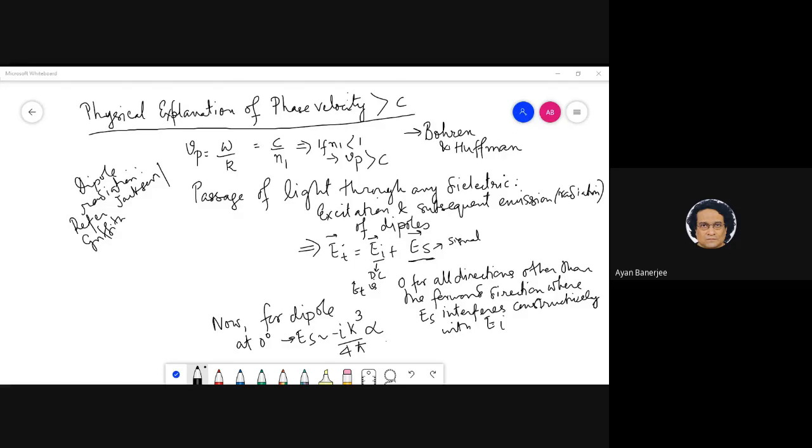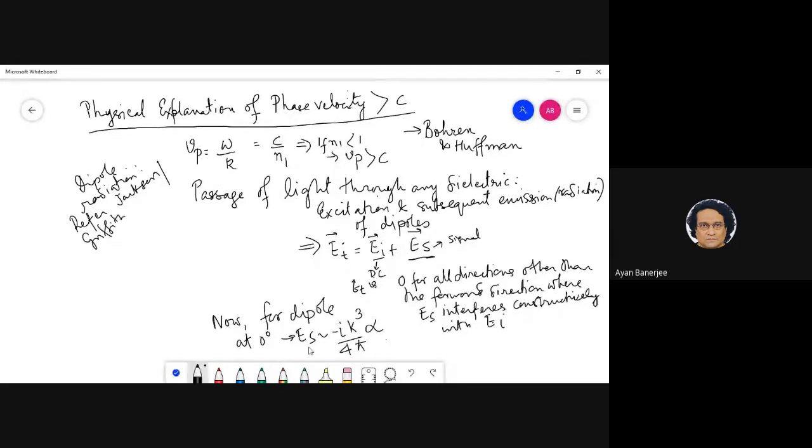Yes, this i k cubed. This formula is derived in detail in Bohren and Huffman. I will ask you to refer to this book. Essentially, what we write down here is, I don't know whether we can try to explain this. This alpha is nothing but the polarizability.